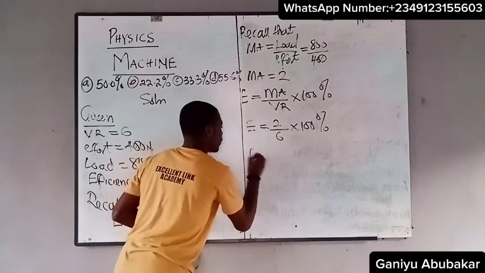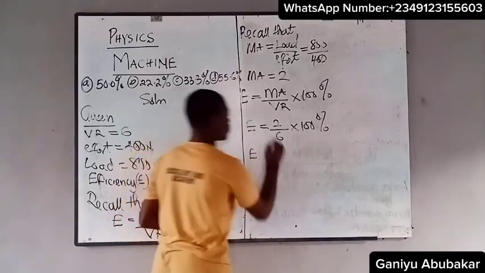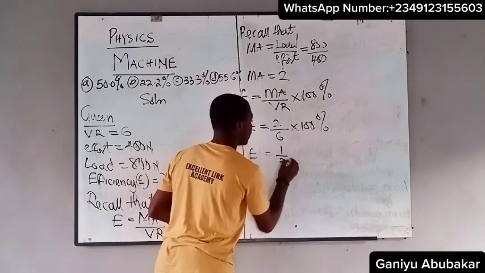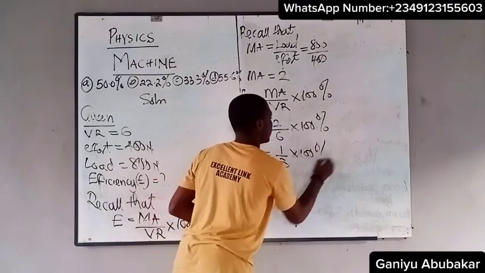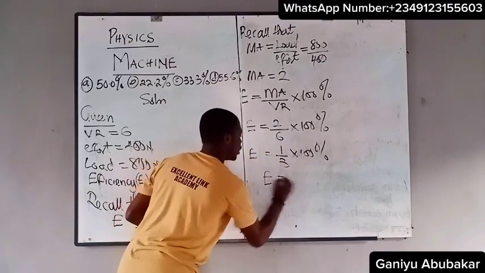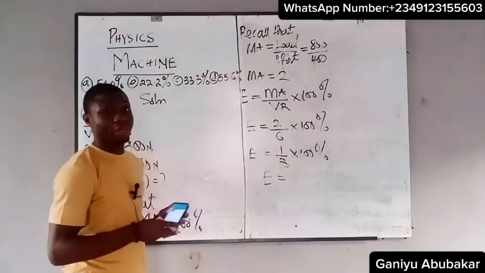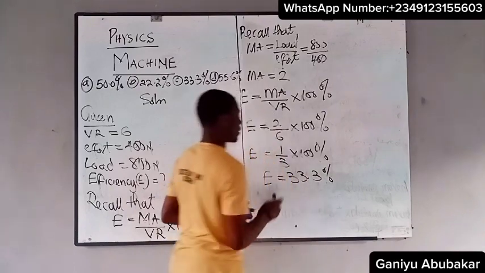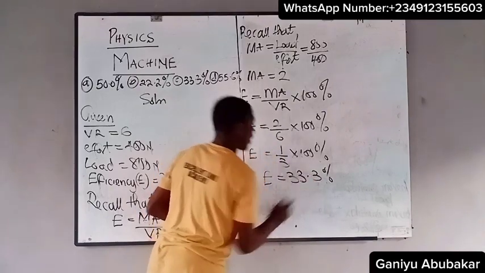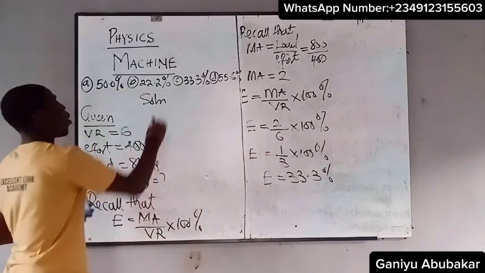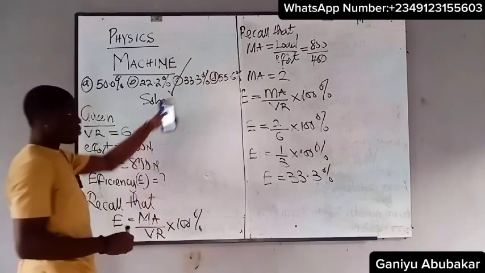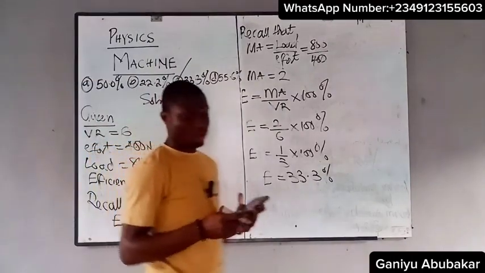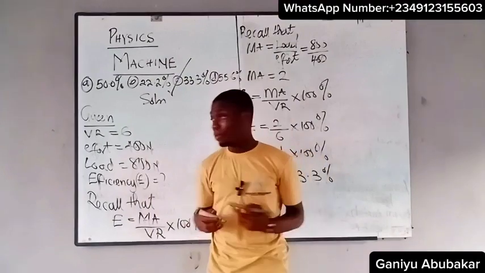Efficiency E is equal to 1/3 times 100%. If you put it in the calculator, you have 33.3% as your answer. Checking our options, my answer is option C for this particular problem.